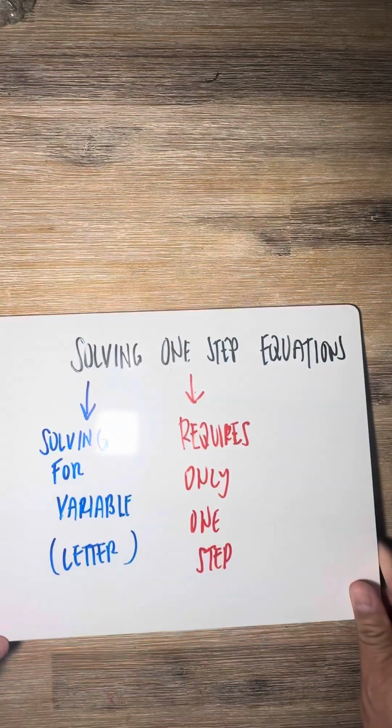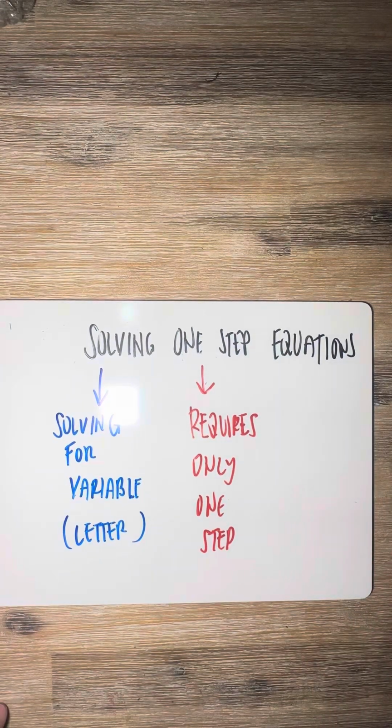Now, going back to the topic, solving one-step equations, what does that truly mean and what are we supposed to do? When we say solve, that means we're going to find out the value of a variable. A variable is always going to be listed as a letter, whether it be an x, an a, a b, you name it. As long as it's a letter, it is deemed a variable when it comes to any type of equation.